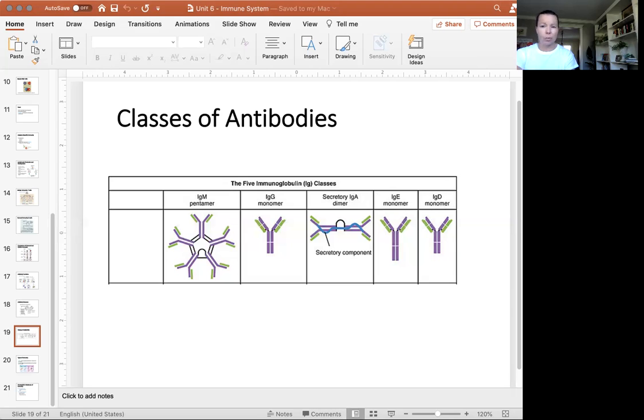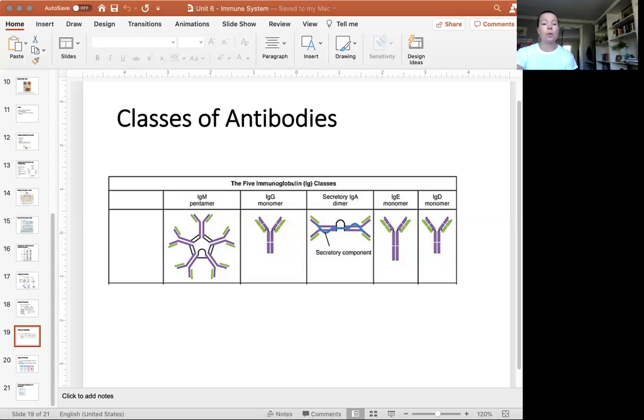I will just go briefly through each one and give you the basic characteristics and functions for each, starting with the largest one, which is IgM. So this is actually called a pentamer, which means that it consists of five antibody structures that are all linked together. You can see the five Y-shaped structures here. And like I said, this is the largest antibody. It's found mainly in blood.